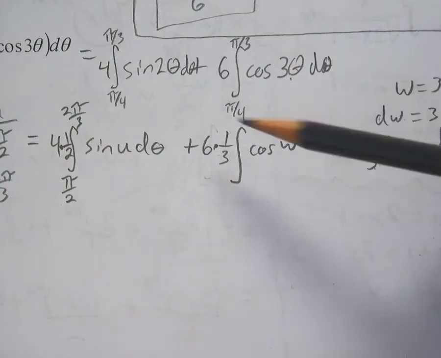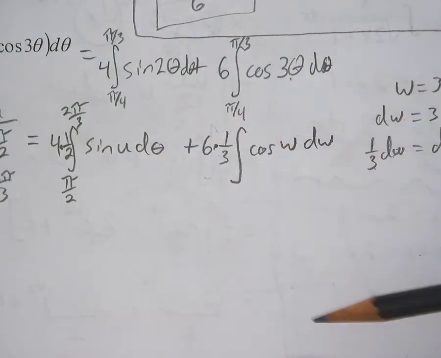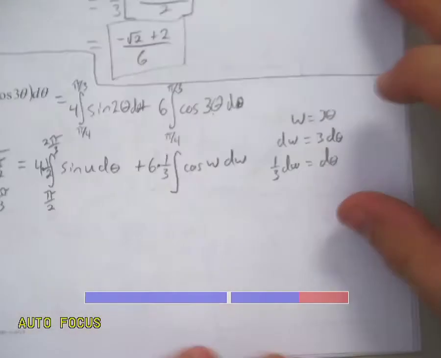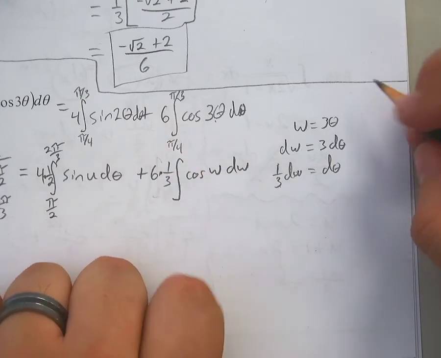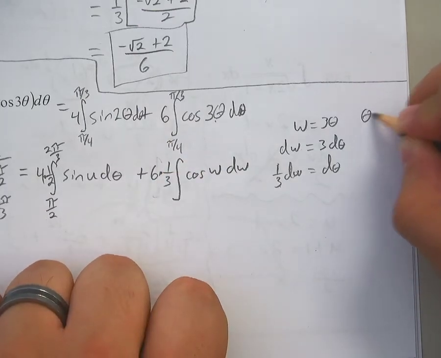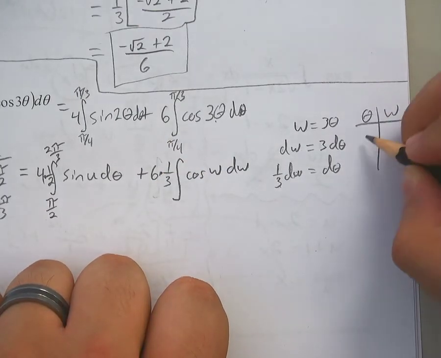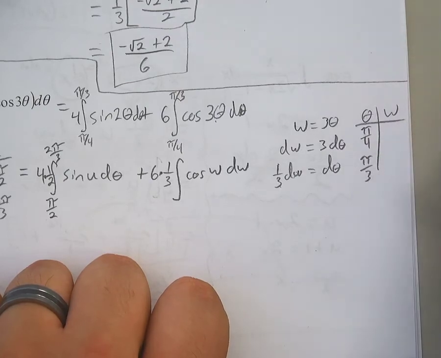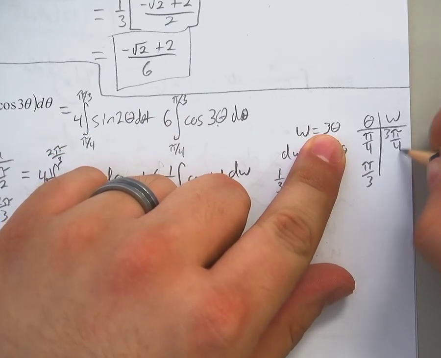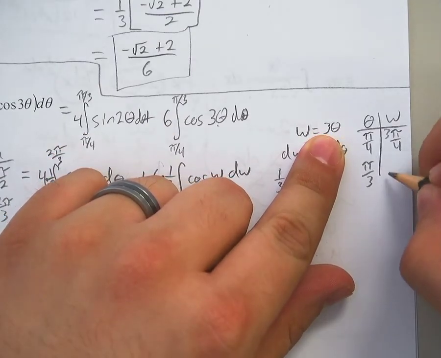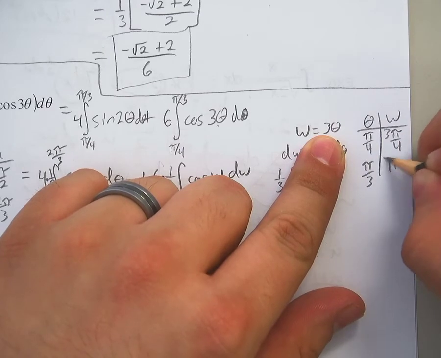All right, so what I've done is changed everything from u to w. Let me back up here. I need to find my new limits of integration on this one. So we have theta and w, pi over 4 and pi over 3. Plug pi over 4 in here, we get 3 pi over 4. Plug pi over 3 in here, and we get pi.